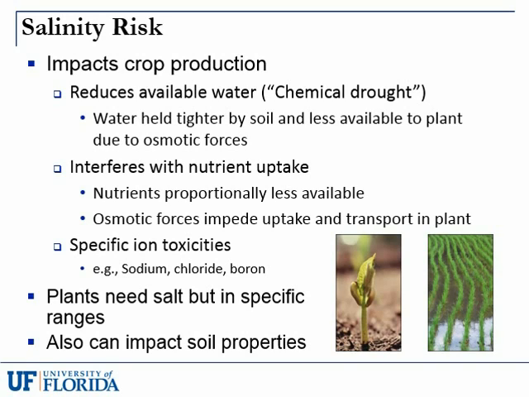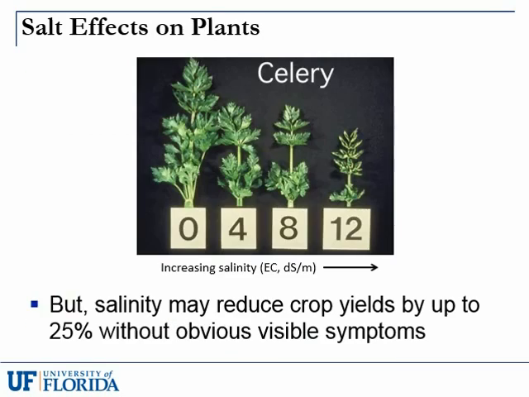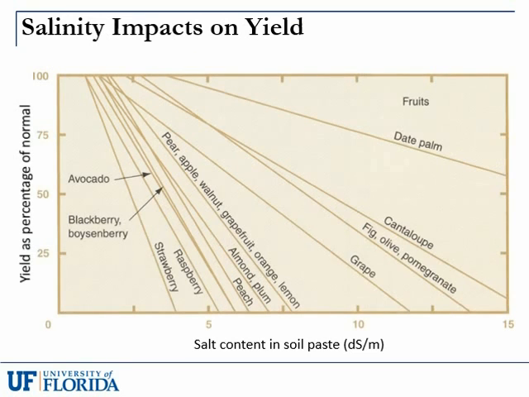A lot of times you're not going to see specific toxicities. It'll be a lot more subtle than that, so it can sneak up on you at times. And it's going to depend on the plant that you're dealing with, the different varieties of trees or different species that you're dealing with, as well as some of the soil properties. So tying this more into citrus, here you can see grapefruit, oranges, lemons.